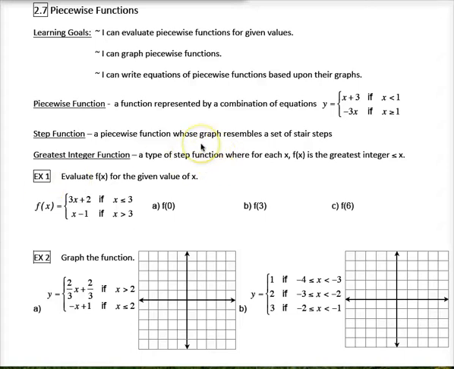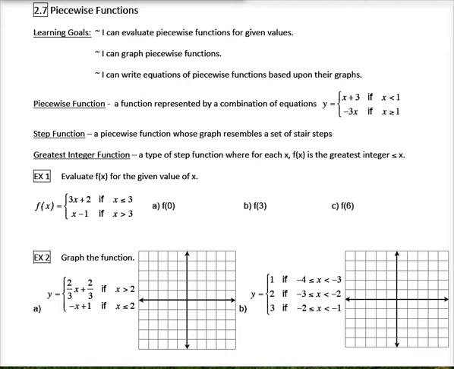Today we are learning about piecewise functions, which is your first new material for Algebra 2. First learning goal, we need to be able to evaluate piecewise functions for given values, which we'll do in example 1. We need to be able to graph piecewise functions in example 2, and then we also need to be able to write equations of piecewise functions based upon their graphs.